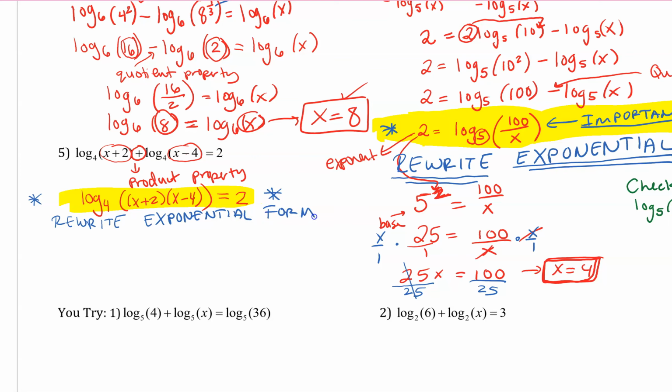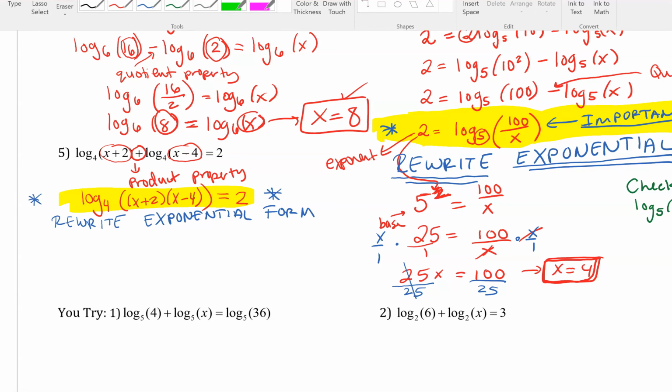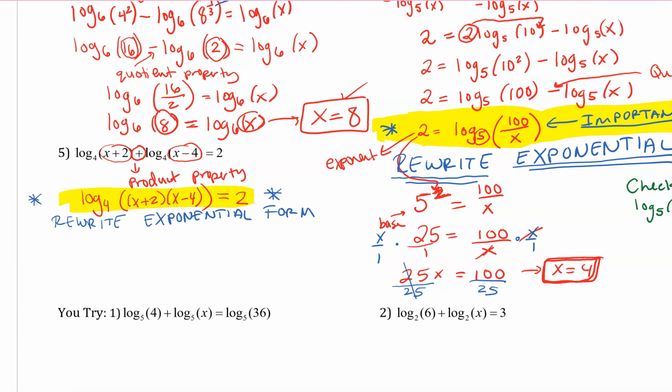So I want you to say that to yourself, either in your mind or out loud if no one's around. You're going to rewrite this expression into exponential form. So what does that mean? This subscript of 4 becomes the base. The log is the exponent. So whatever the log equals is the exponent of that base.